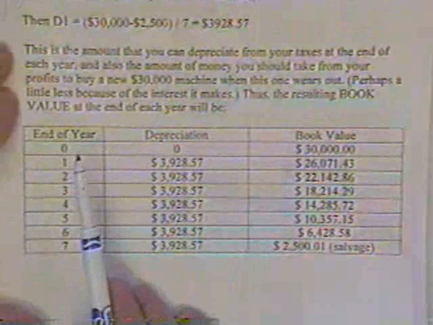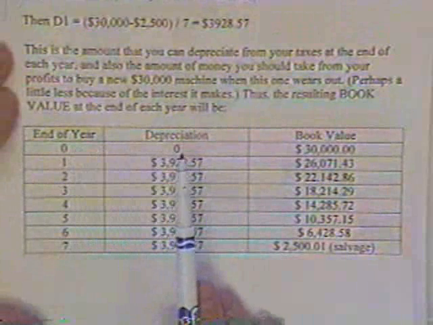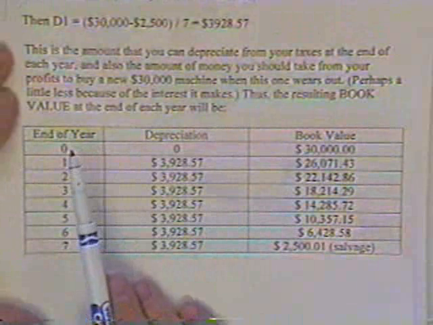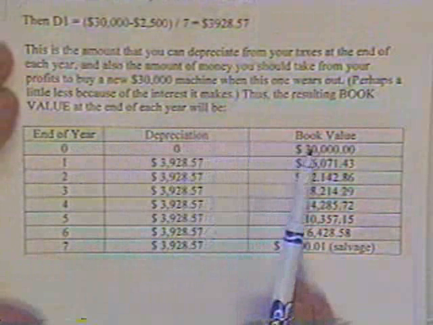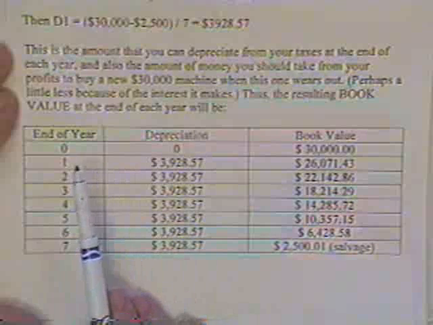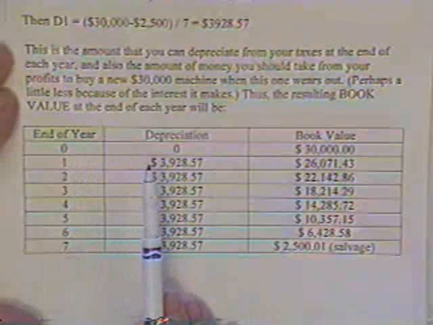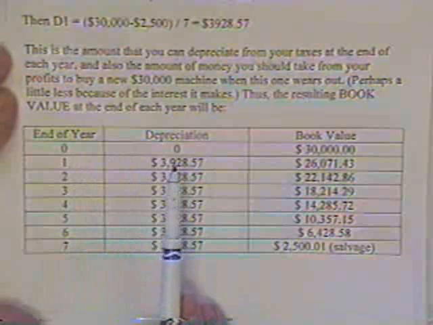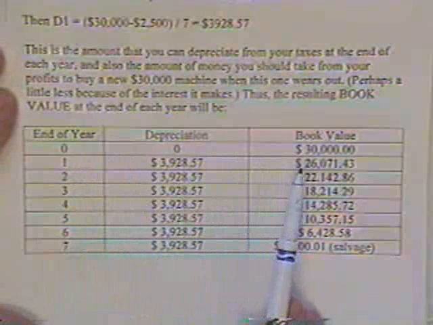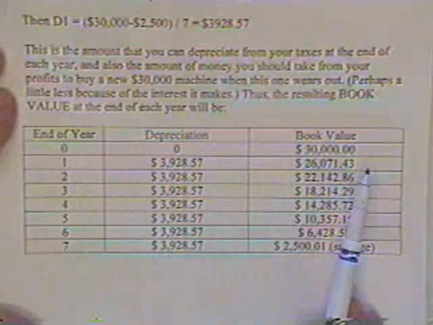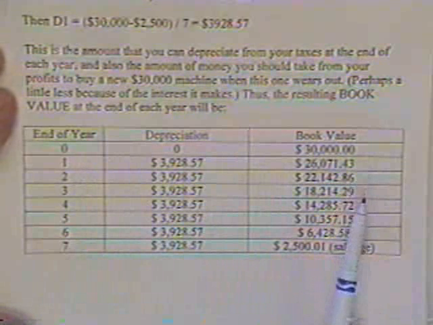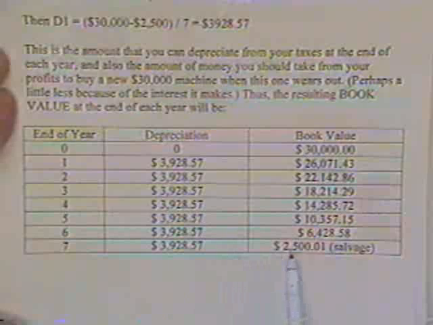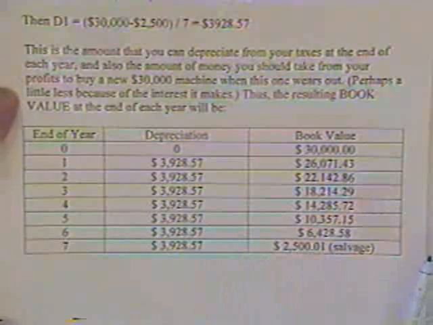So, here would be the book value. At the end of the day you bought it, you don't get to depreciate it, and it has a book value of $30,000. At the end of the first year, it's got wear and tear of a year on it. You can depreciate $3,928, and therefore it leaves you a remaining book value of $26,071, and so on until you get down to the end, and you ought to come out with a salvage value pretty close, $2,500.